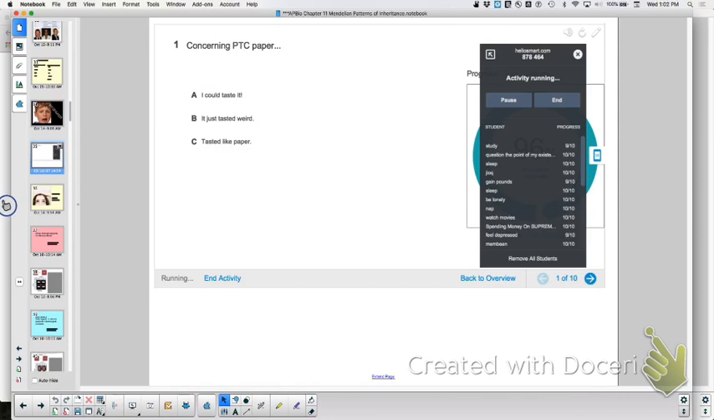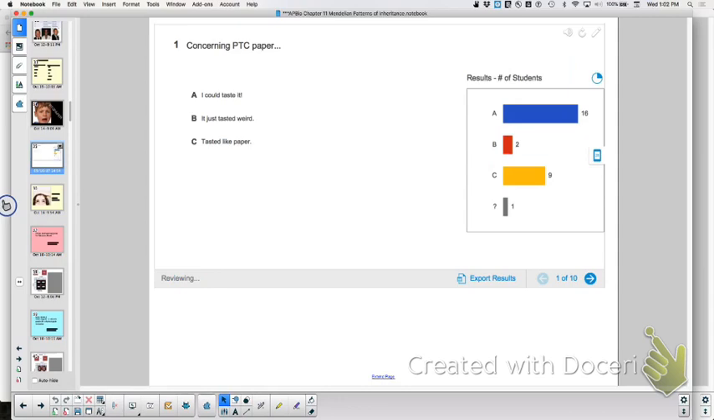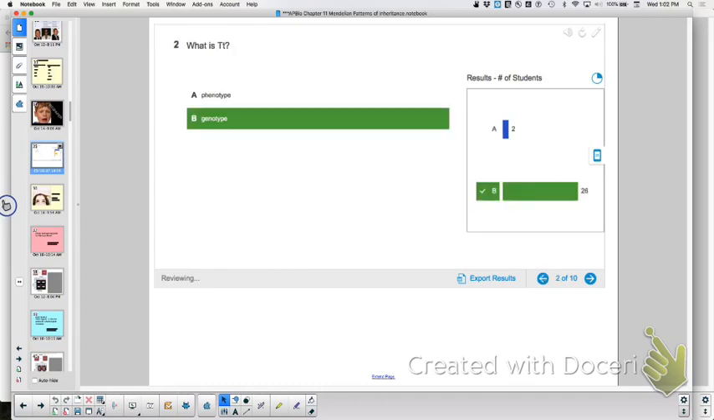Okay, so we're going to check. As we check, some of you will be tempted just to look through all and care about yourself, and I understand that need, but I want to address any misconceptions. So stay with us as a team, and we'll go through these together. Concerning the PTC paper, you may or may not have been able to taste it, but tasting is a dominant or a recessive trait? Dominant. Okay? And so here, what is big T, little t?